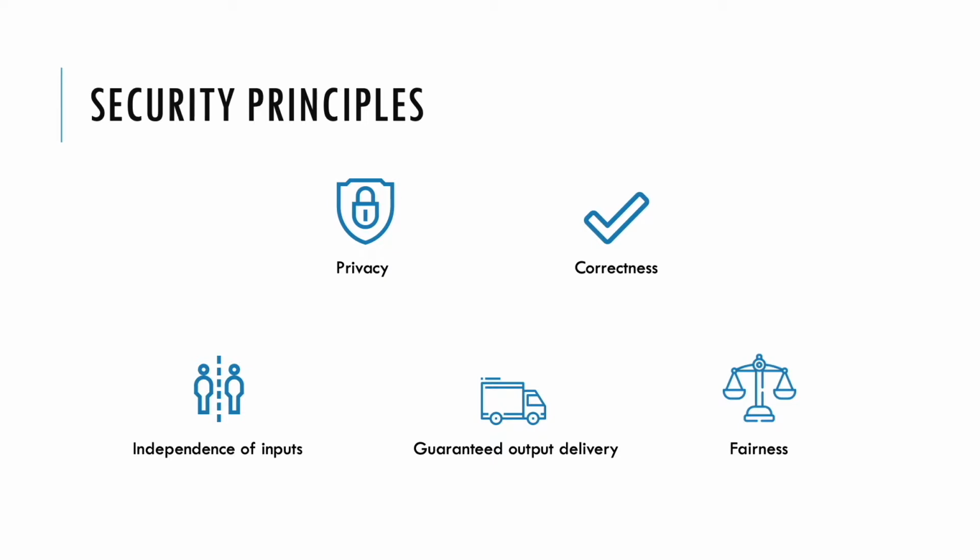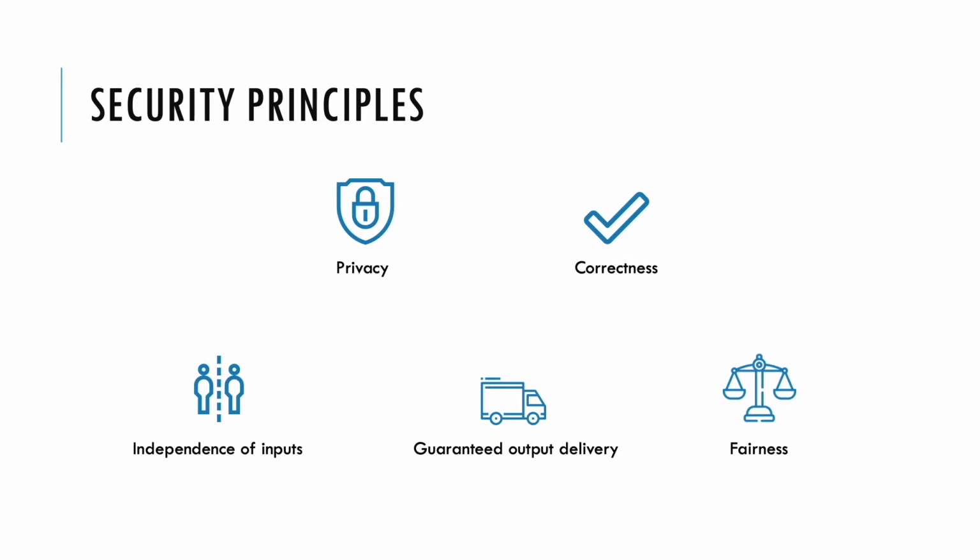We define an MPC to be secure by ensuring it upholds 5 main security principles. The first being privacy, where the distinct parties can perform the computation without leaking unintended information to other parties. Secondly, we have correctness. Depending on the computation itself, the result of the computation has to be correct and not influenced by any particular party.